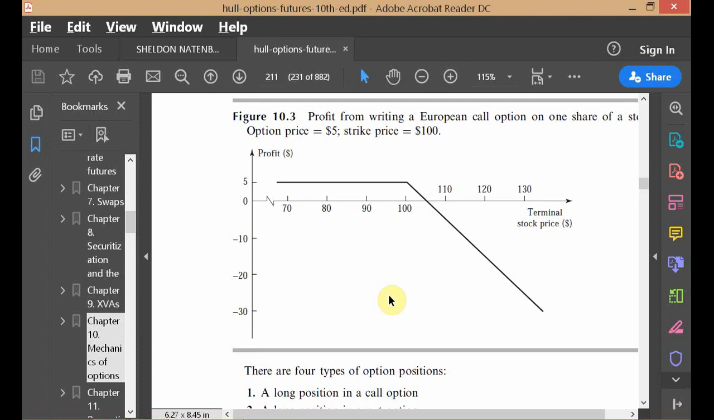You're going to go through the paper. I'm not going to cover this topic anymore. There are 4 types of diagrams, obviously. What are the 4 types of option positions? Short put, short call, long put, long call.